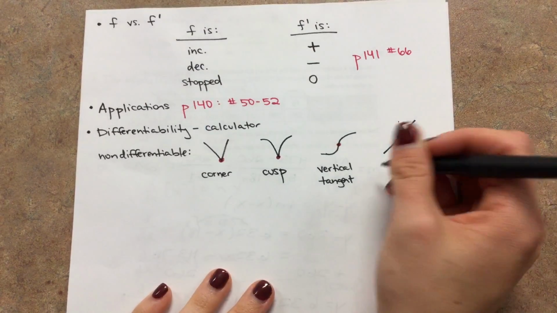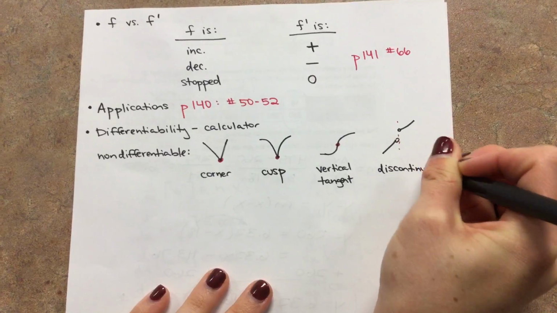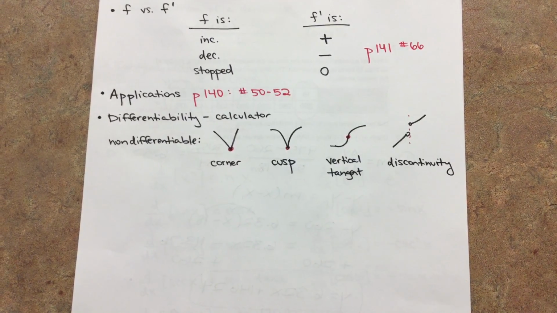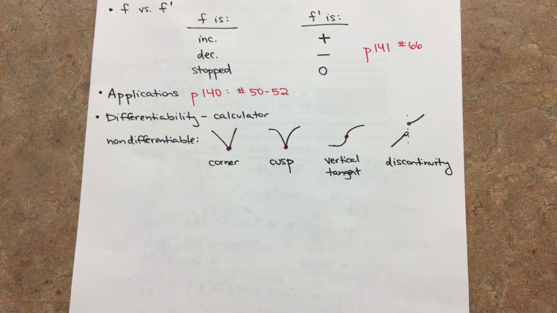And then this is some sort of discontinuity. So any discontinuity would automatically not be differentiable. That's just one example of a discontinuity. It could also be a hole, an asymptote, or an oscillation. Same discontinuities that you guys had in the previous chapter. So any type of discontinuity would be non-differentiable.